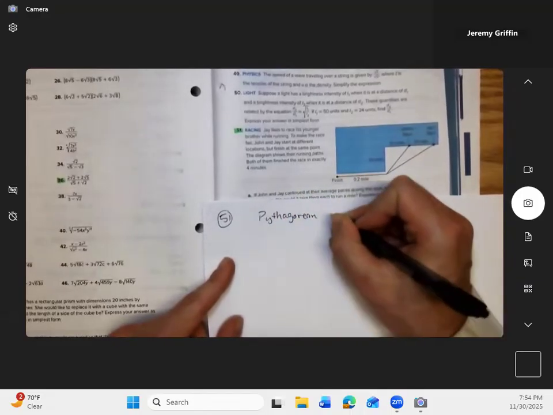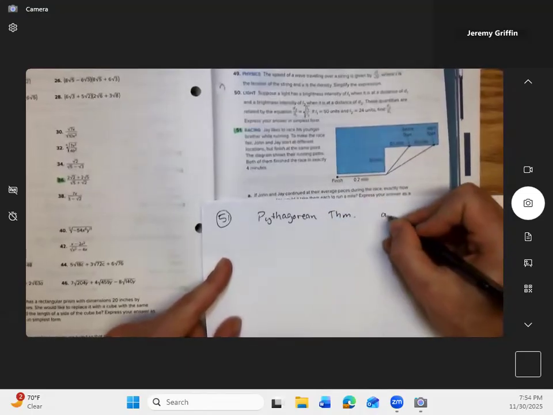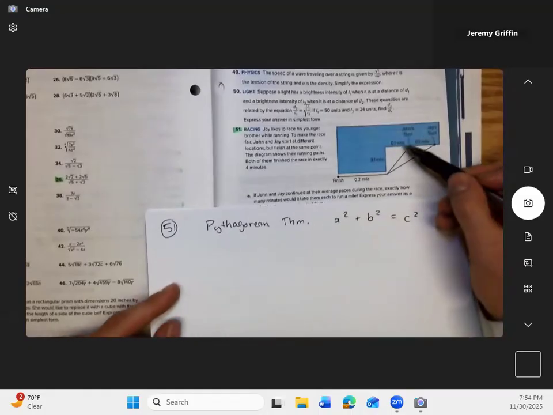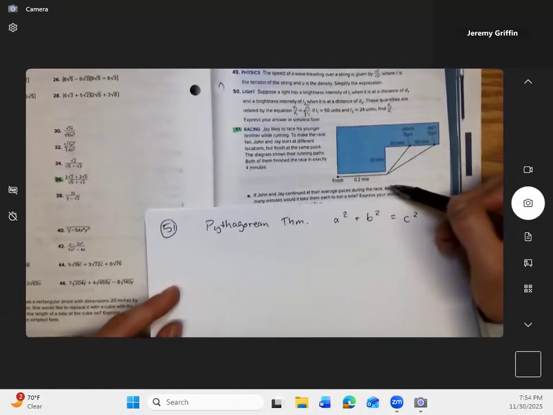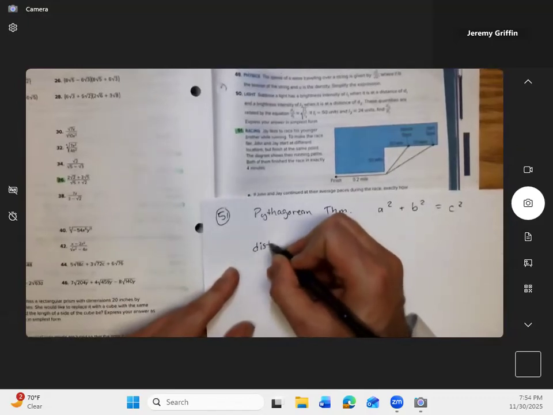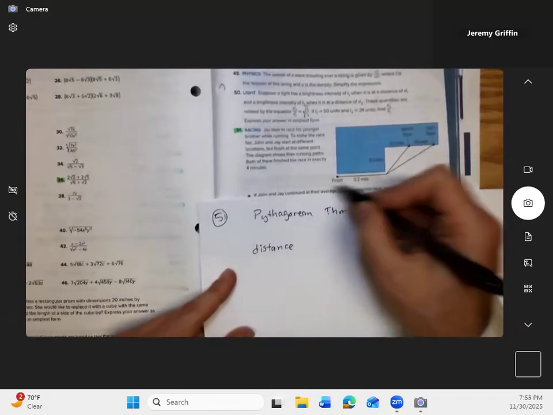Pythagorean theorem, which says, of course, a squared plus b squared is c squared for a right triangle. You guys see a nice right triangle here, and also a nice right triangle right here. So I'll go the distance, the total distance on the straight set.